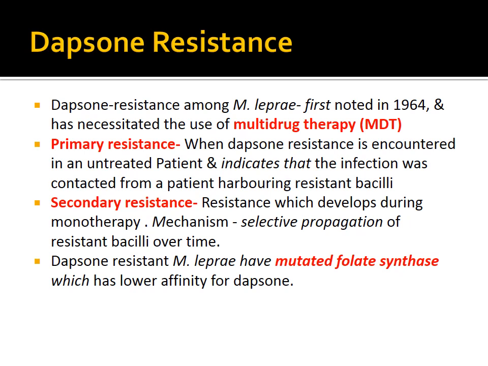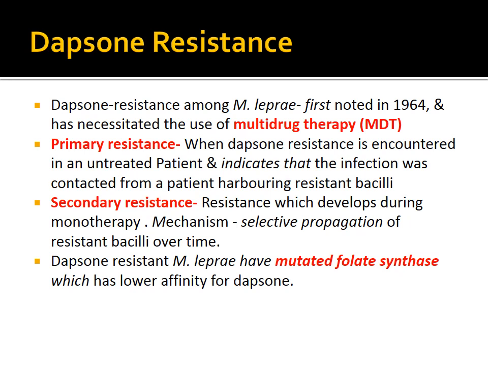And how can this happen? Primary resistance occurs if the infection was transmitted to a patient from another patient who already has resistant bacilli. Remember, this is an infectious and contagious disease that can be transmitted from one person to another. So if the person from whom it is transmitted has resistant bacilli, then there are chances of primary resistance. And the other is secondary resistance, the resistance which develops during monotherapy. So the bacilli were initially sensitive to dapsone, but in due course they become resistant.